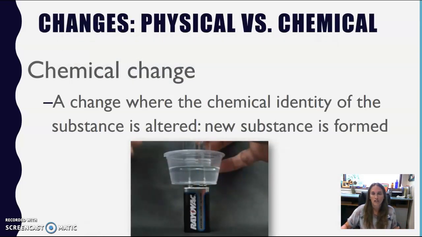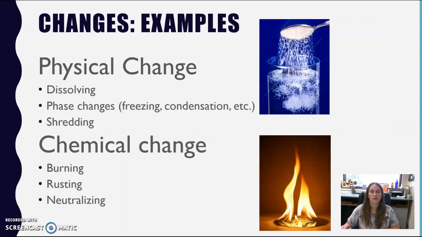So a chemical change is a change where the chemical identity of the substance is altered in some way. So you're always going to end up with some new substance or substances. Like in this case, we went from water to oxygen and hydrogen gas, which has very unique properties. So here are just some standard examples of physical and chemical changes that you might be familiar with.